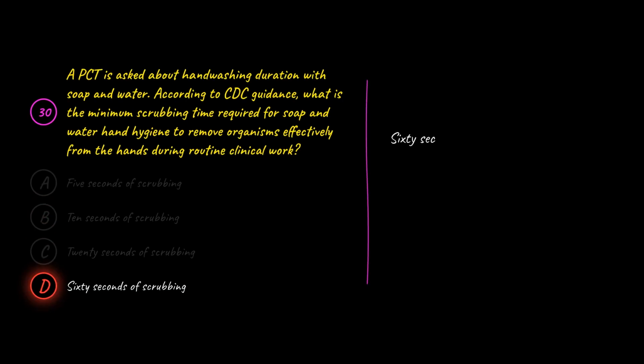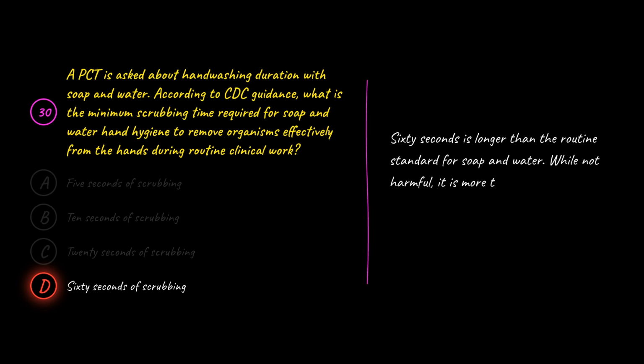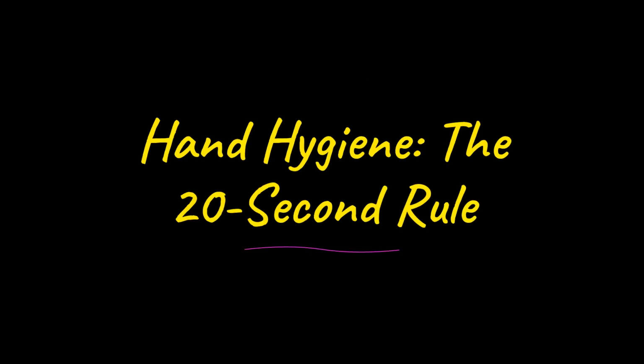D is wrong because 60 seconds is longer than the routine standard for soap and water. While not harmful, it is more than required, and the recommended duration of 20 seconds at minimum is the answer for routine care. Effective hand hygiene isn't just about using soap, it's about how long and how thoroughly you scrub. The CDC's 20-second minimum exists for a precise scientific reason rooted in mechanics, not chemistry.